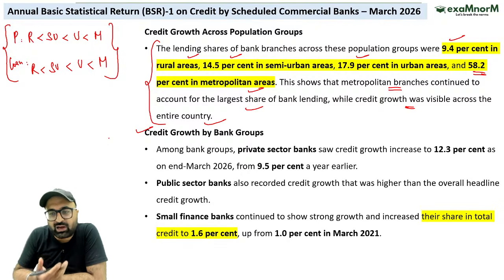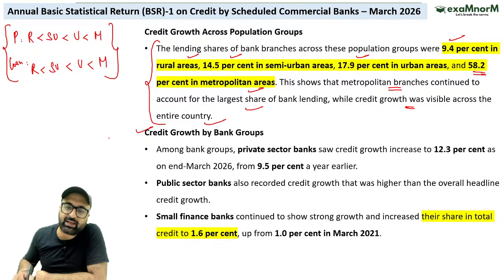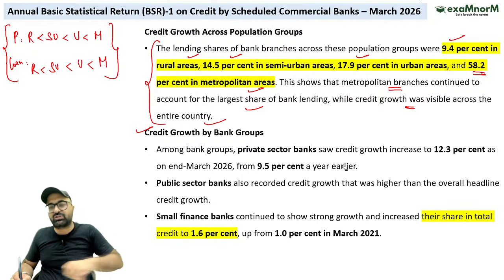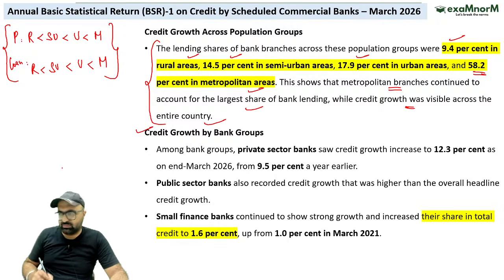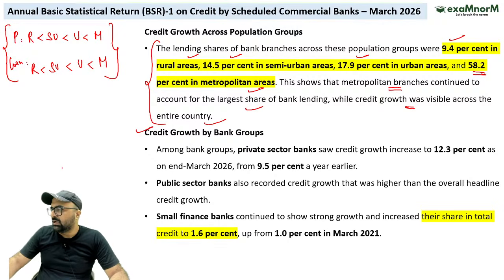If I talk about the credit growth by the banking group, if you look carefully, private sector banks have witnessed a growth of 12.3%, but I have not highlighted this data. That means there is no need to remember it. But one thing which you need to remember is the growth categorization, or the growth flow from descending to ascending, or from ascending to descending order, whichever way you remember, it's fine with me.